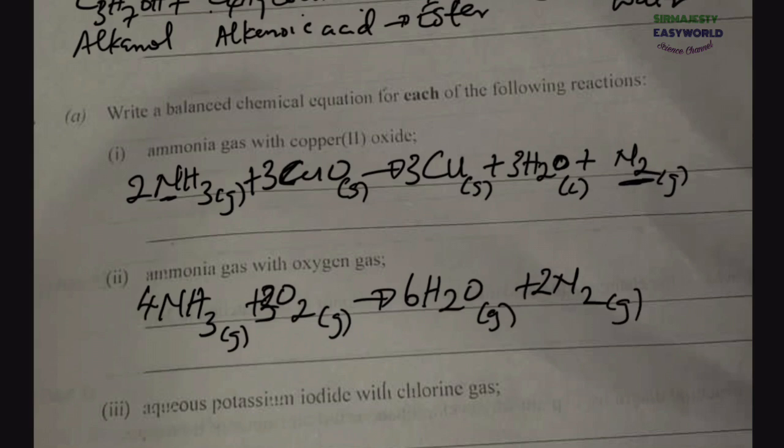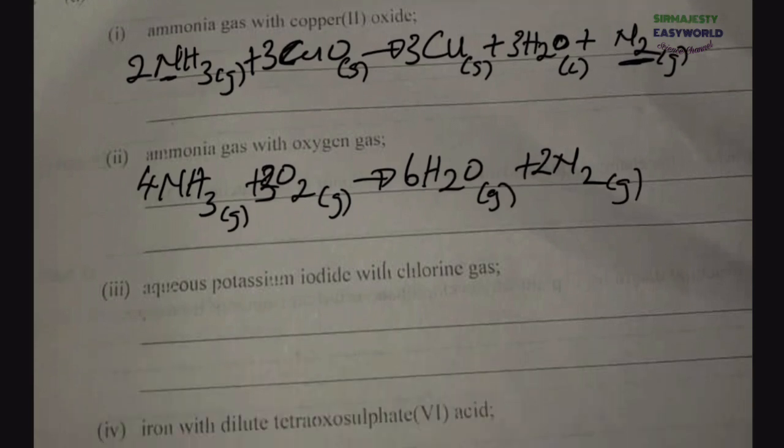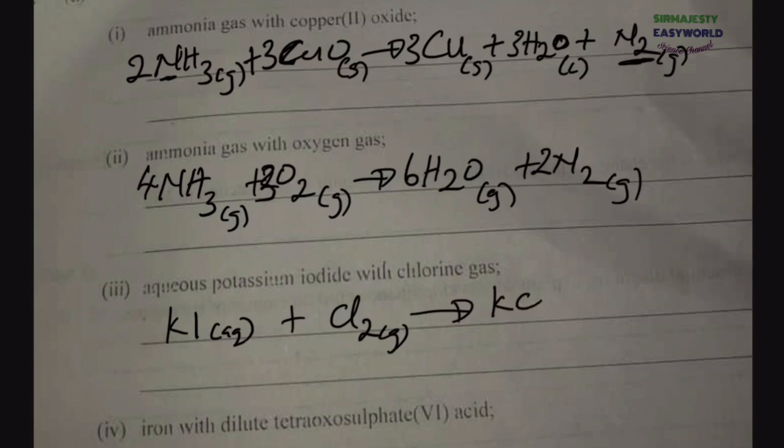Yeah, it's homogeneous. Now, aqueous potassium iodide with chlorine gas. This is a displacement reaction. Potassium iodide, KI, plus chlorine gas. This is automatically a displacement reaction, because they told you aqueous. There will be potassium chloride aqueous plus iodine being displaced, which is going to be solid. To balance the equation, there should be 2 here and 2 here.